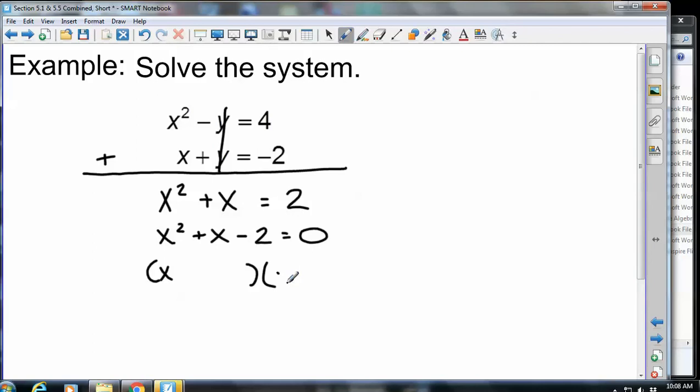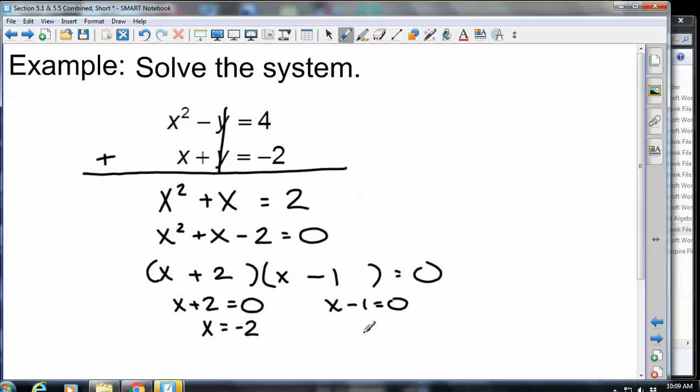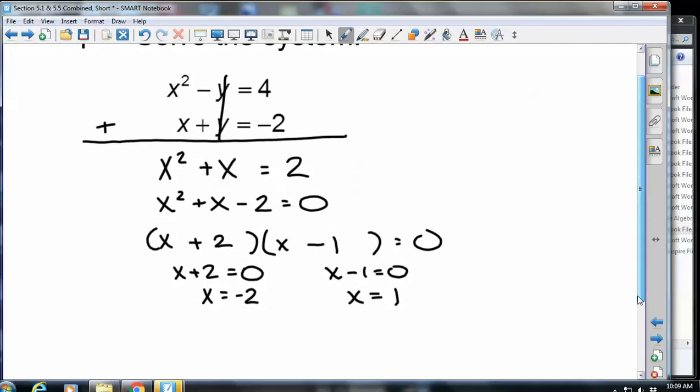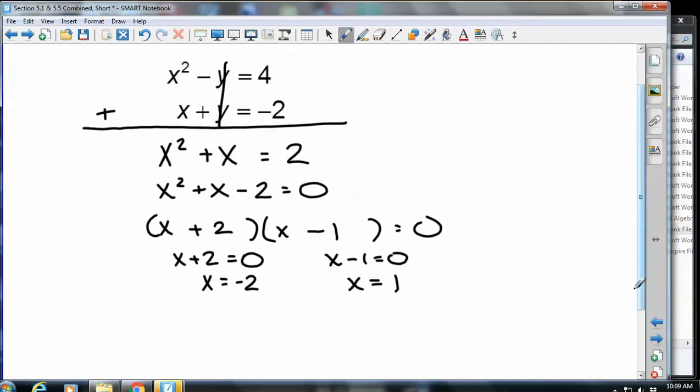And I believe this one will actually factor nicely. What multiplies to -2 and adds to +1? Okay, so you set each one to 0. I have my x. How do I find my y? Plug it in. Which one do you want to plug it into?